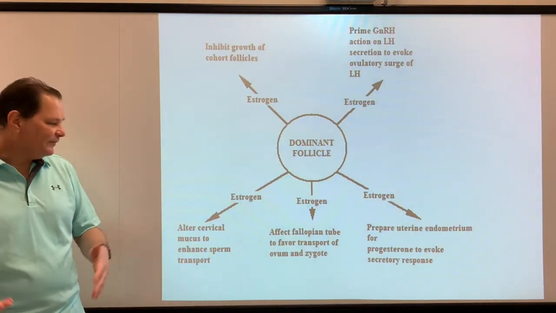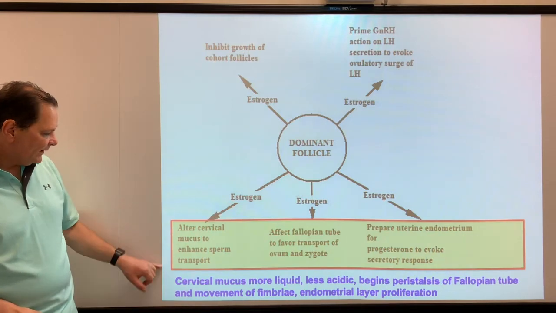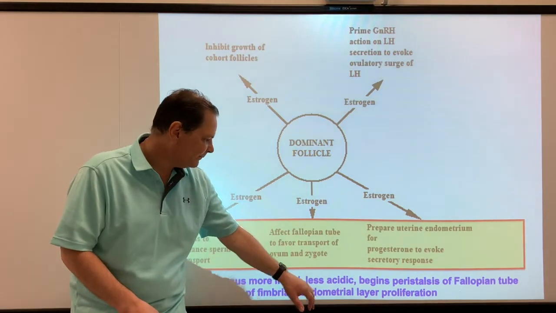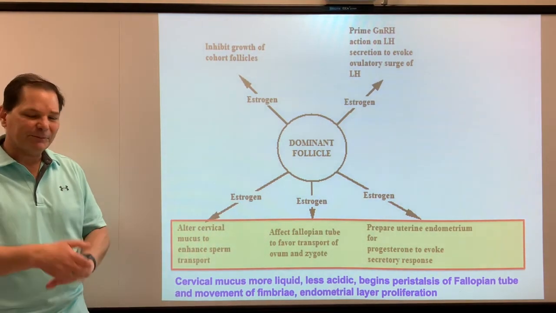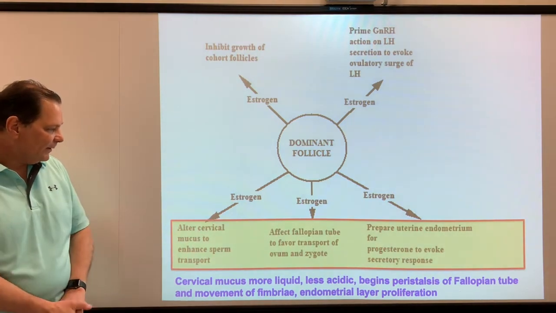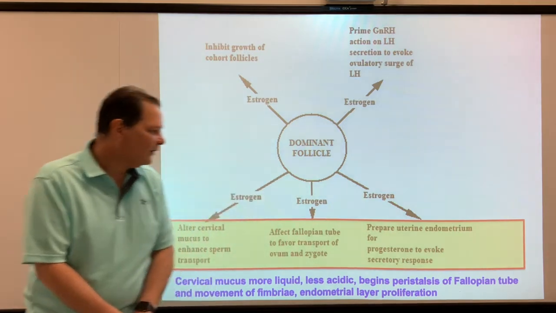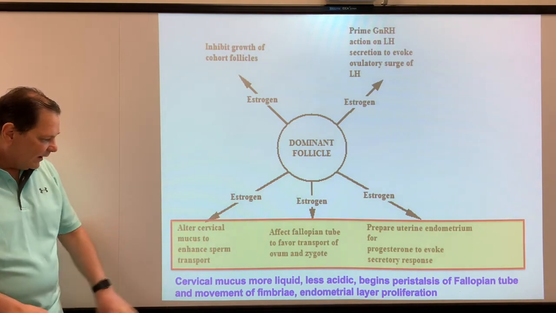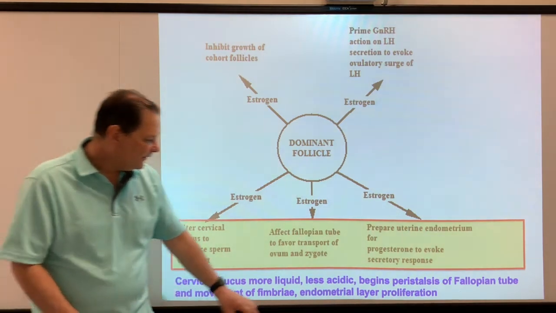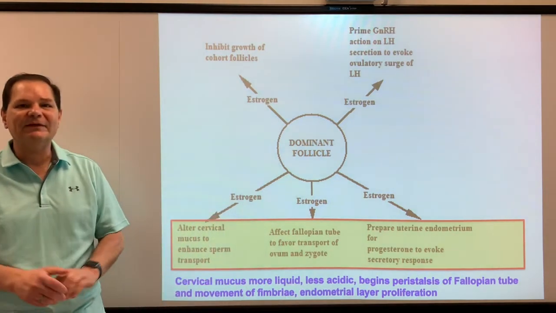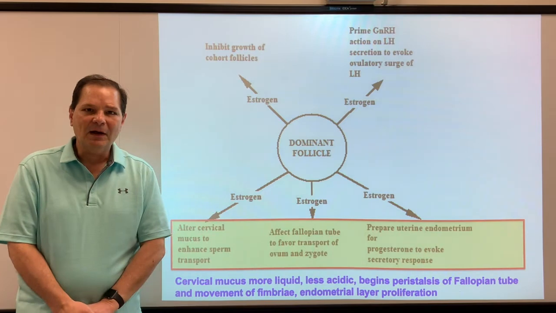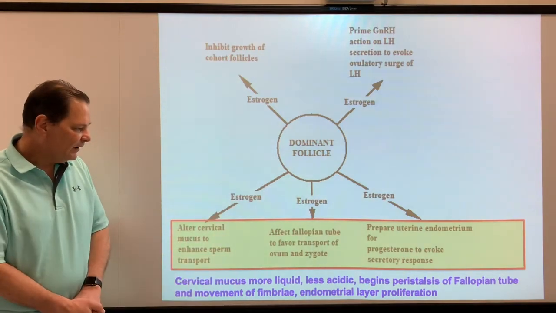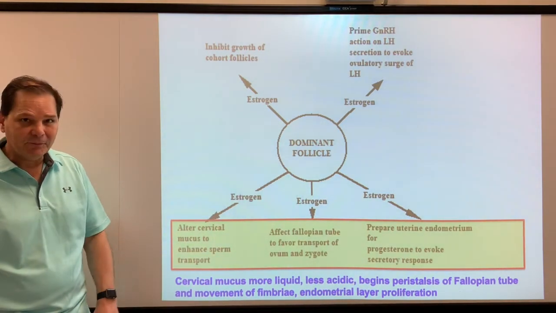Estrogen, important to the development of the follicle, important for a lot of reasons. It alters the cervical mucus. It becomes kind of thin and watery, less acidic, and so it's easier for sperm to penetrate. It relaxes the cervix a little bit as well. It begins peristalsis in the fallopian tubes, so that more movement of the fimbria, and the endometrial layer proliferates and begins to prepare itself for potential implantation of a fertilized ovum as well. All of this takes place under the auspices of estrogen. We'll talk about that a little bit more later in the lesson.